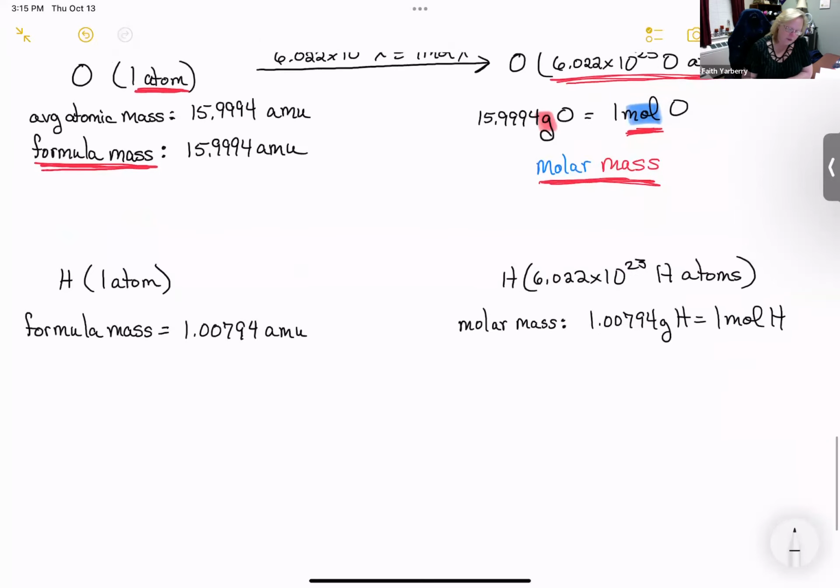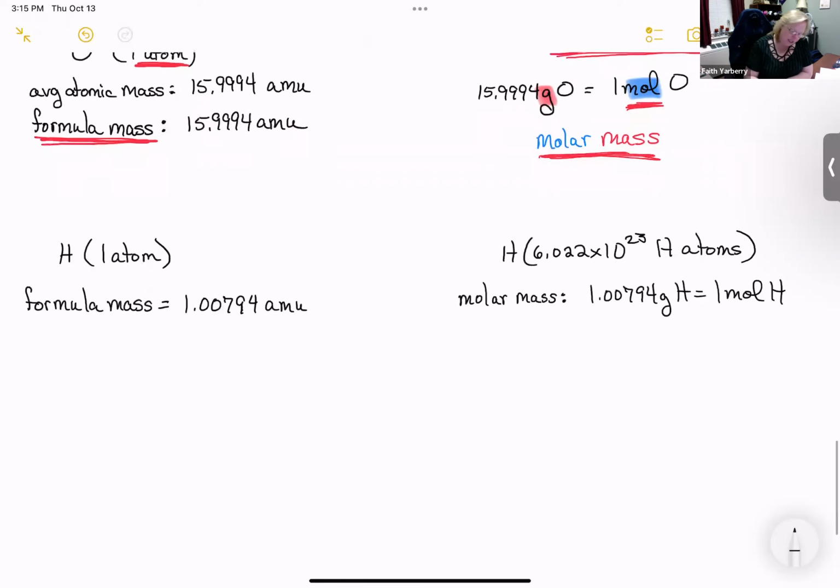Now, formula mass, molar mass, Avogadro's number. Hopefully you have a sense of what those things mean now. Before we move on to the next piece, you've got to also have a sense of the law of conservation of mass.